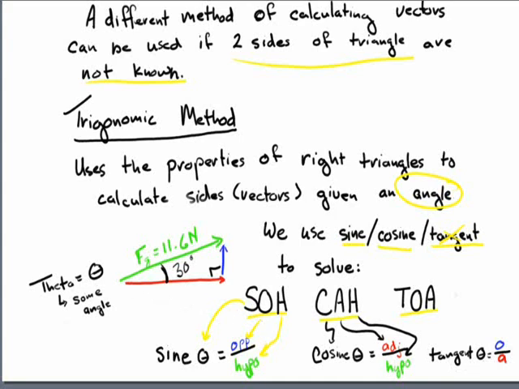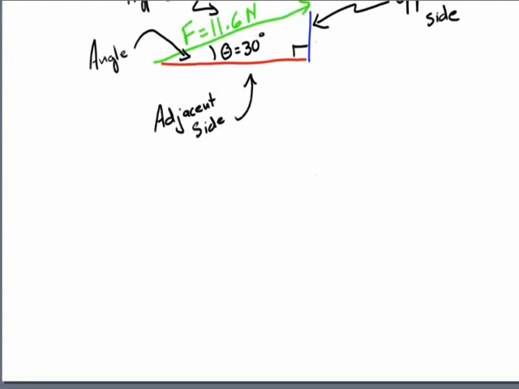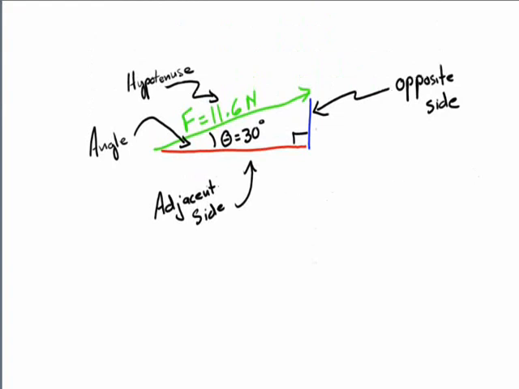Now, you might ask, Mr. Fay, I don't know what the adjacent side or the opposite side means. Well, if we take a look at this triangle here, if I know this angle, and it is 30 degrees, which side is touching this angle? The adjacent side. We call the side that is touching the angle the adjacent side. Which side is across the triangle from the angle that I know? The blue side. We call this the opposite side. And then finally, the longest side of the triangle is always the hypotenuse.